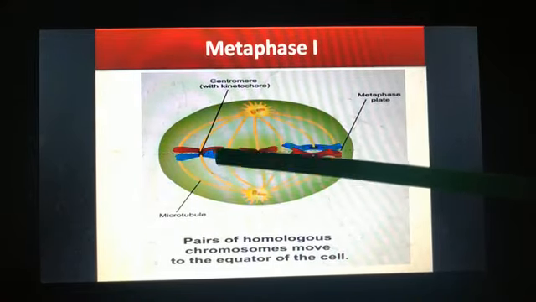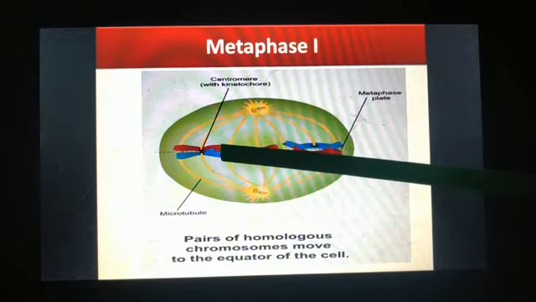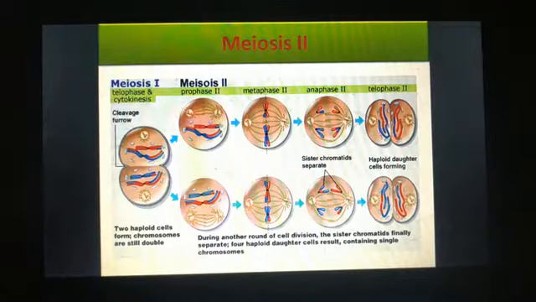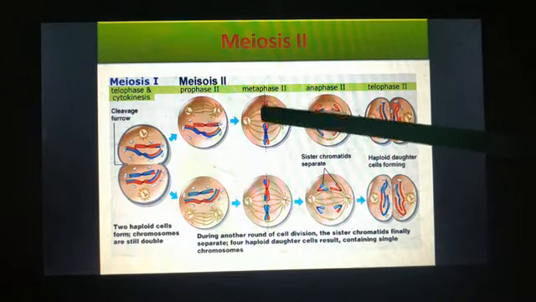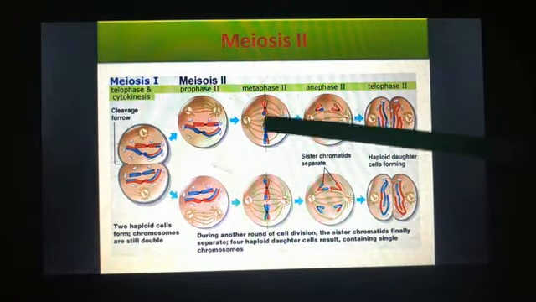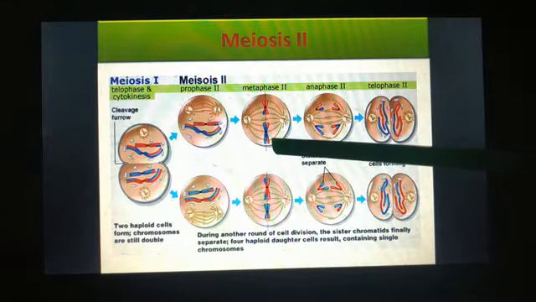We got two sets of homologous chromosomes that align themselves in the equatorial plate. But here in metaphase 2, we have only a single set of chromosomes that have aligned themselves in the equatorial plate.